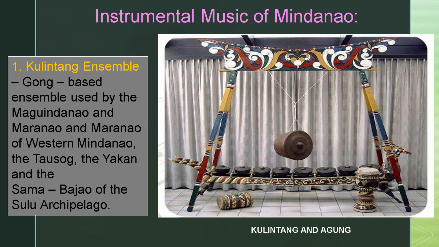As you can see in the picture on the right, the Kulintang Ensemble is composed of the kulintang itself, or the small gongs, and also the big gong, which is the agong, and two drums, a conic drum and an hourglass drum, which are membranophones, while these two are examples of idiophones.